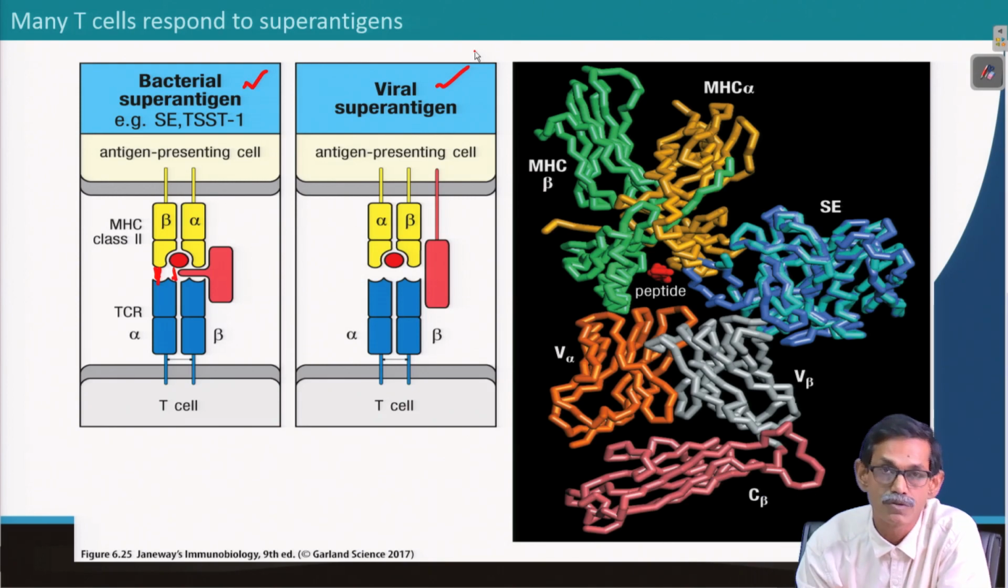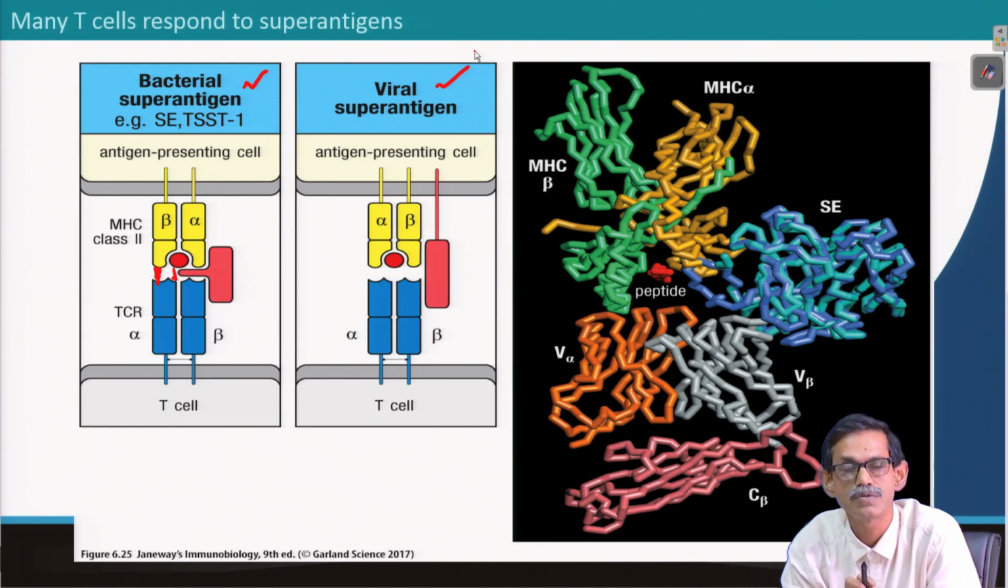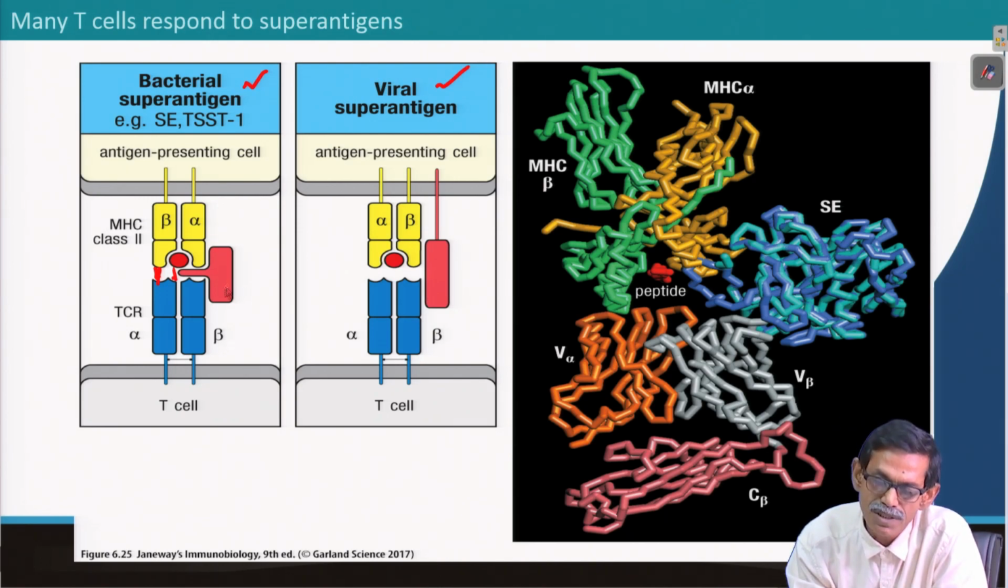Why they are called super antigen? Because they do not need to be processed and presented by MHC. What they are doing? They have some sequence which nicely interacts with the alpha 1 domain, as well as the beta chain, which is a variable beta domain.